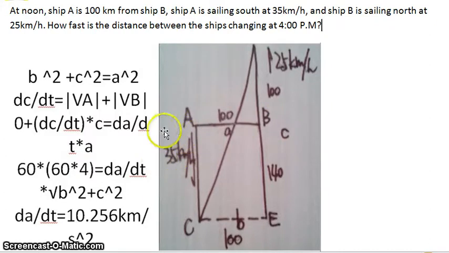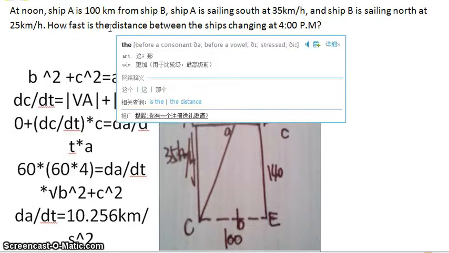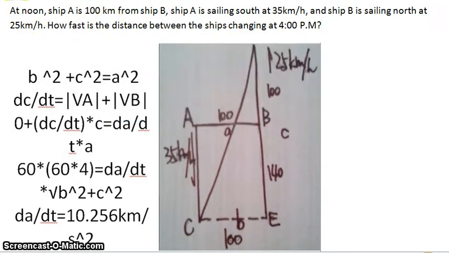The speed is 35. And ship B is sailing north at 25 kilometers per hour, so the speed is 25. And this is D. I should write D here. And it's asking how fast the distance between the ships is changing at 4 p.m. At first it's noon, and here we know it's 4 p.m.